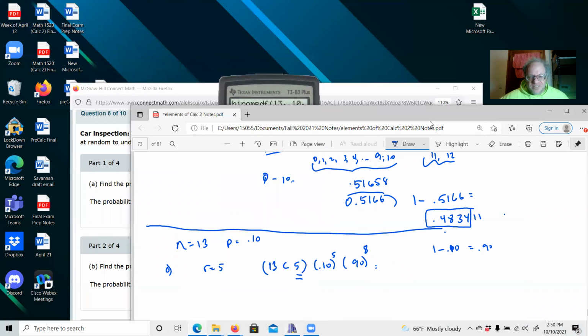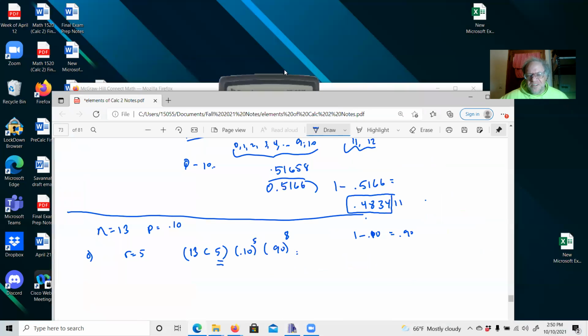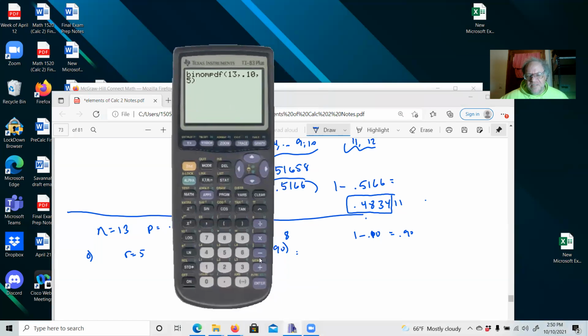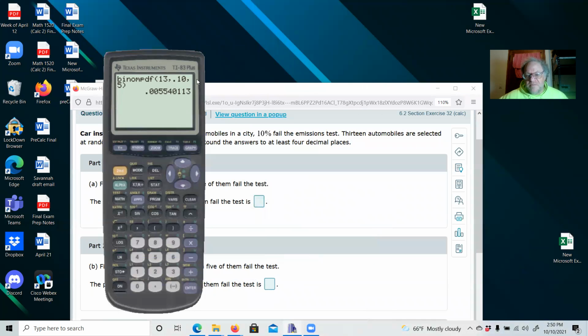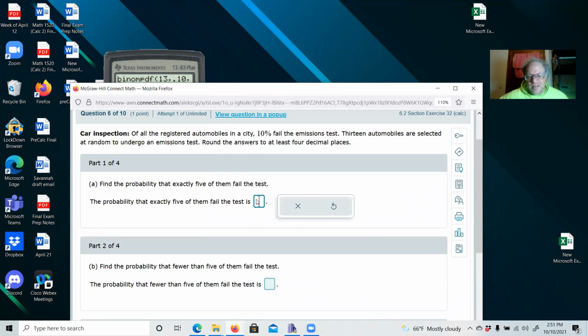Sometimes the English on these is the hardest part. Okay, 5 of them fail, and we got 0.0055. That's our probability. So fewer than 5%. This would be unusual. If we move the decimal place 2 places, it's under 5%. It's 0.5%. So we're going to say 0.0055.